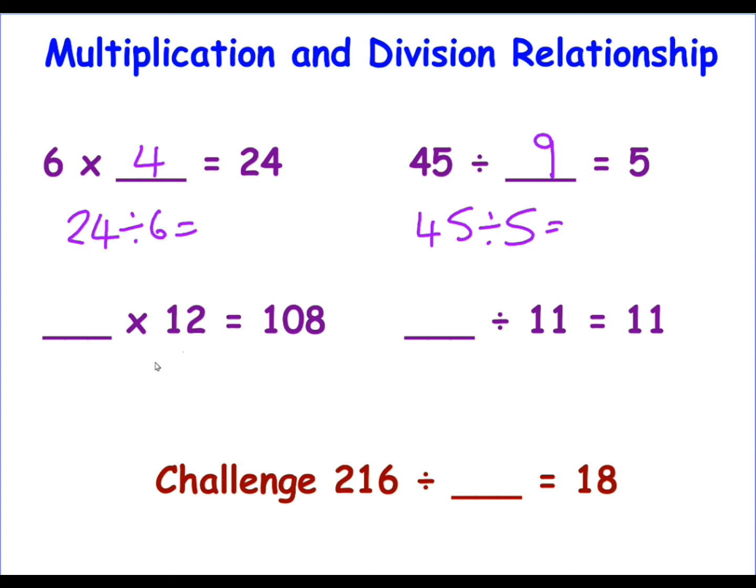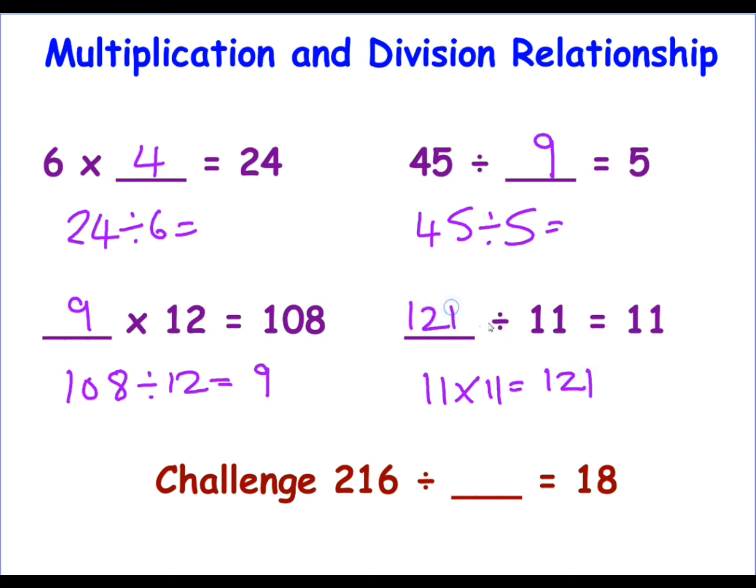Again, our reverse relationship takes effect here on this next one. Something times 12 is 108. So 108 divided by 12 will give me that missing thing, which is 9. And then finally, I've got something divided by 11 is 11. So to get this missing number, 11 times 11 gives me 121. So 121 divided by 11 gives me 11.